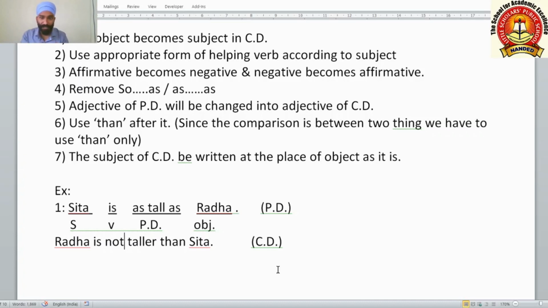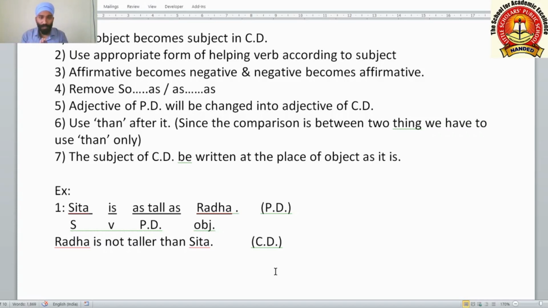So in the first sentence we are telling that height of Radha and Sita is same. In the second sentence we are telling that Radha is not taller than Sita. Means Radha's height is equal to Sita. So both the sentences are telling the same meaning.